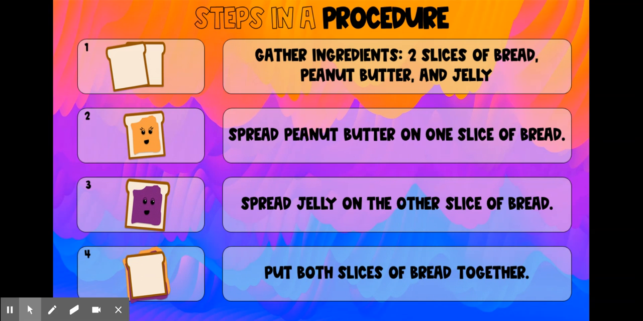Here is our anchor chart of an example of steps in a procedure. So this procedure is how to make a peanut butter and jelly sandwich. So we have step 1, gather ingredients, 2 slices of bread, peanut butter, and jelly. Step 2, spread peanut butter on 1 slice of bread. Step 3, spread jelly on the other slice of bread. And step 4, put both slices of bread together. And voila, we have made a peanut butter and jelly sandwich.